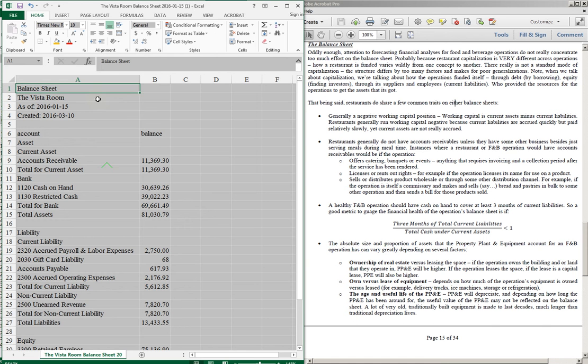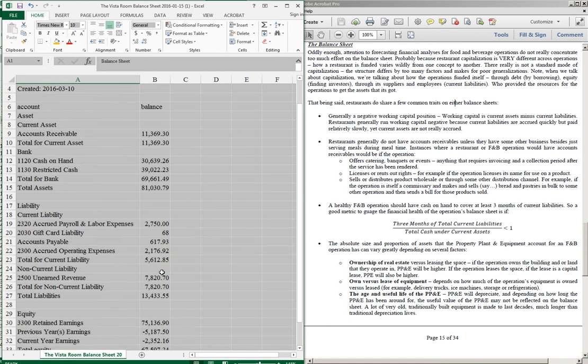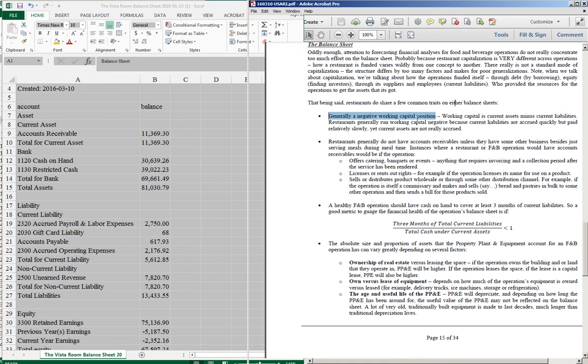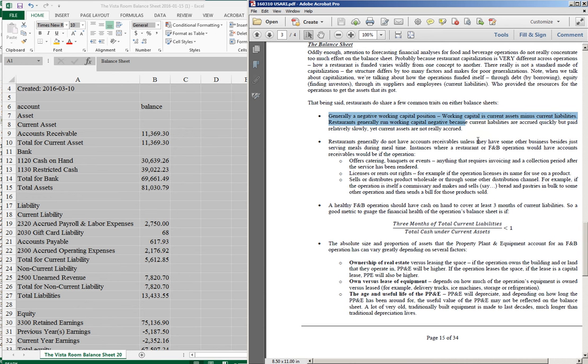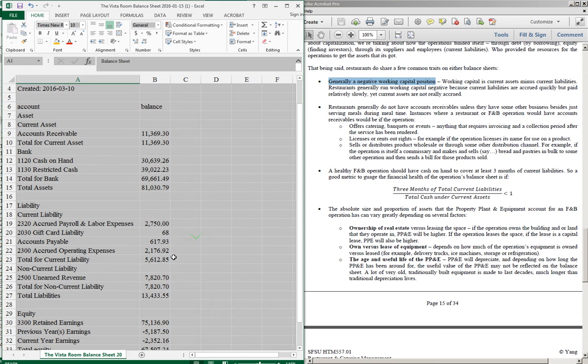Okay, so when you open up the balance sheet, this is what you have. The first common trait amongst restaurant or food and beverage balance sheets is that you're generally going to find restaurants run working capital negative. So if you remember the definition of working capital, it's current liabilities minus current assets. What's kind of weird about our accounting system with the Vista Room is it has a total current asset line, but it doesn't include cash on hand or restricted cash.